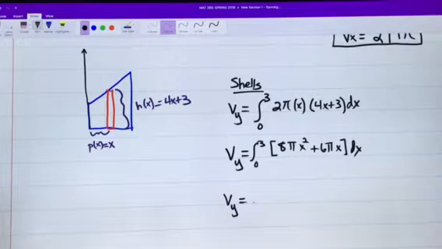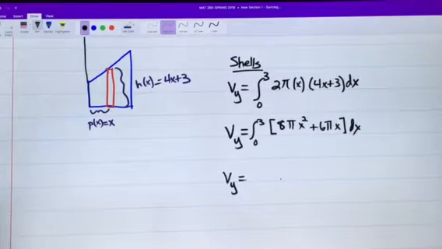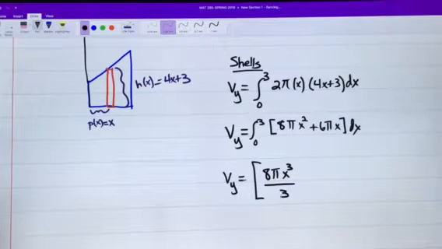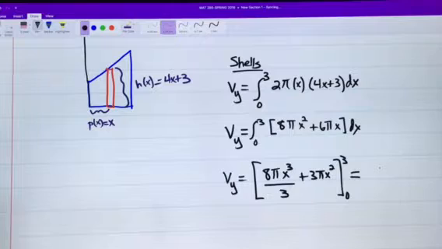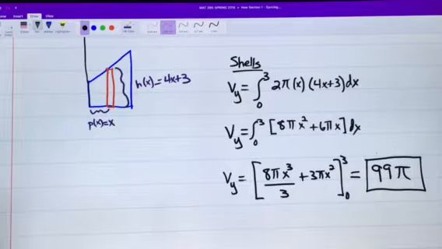And for taking the antiderivatives, I have 8/3 pi x cubed plus 3 pi x squared as x goes from 0 to 3. And so just taking what we have all together, for this total, I knew the 99 was going to come somewhere, but it wasn't going to be 299, but just 99 pi itself. And so that would be the volume of the solid generated about the y-axis.